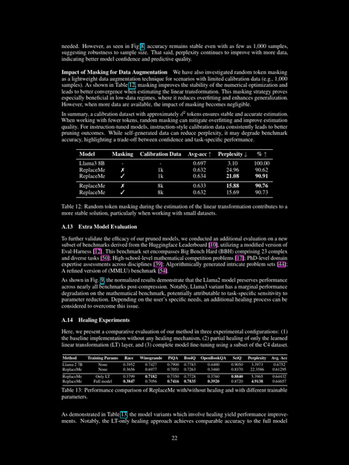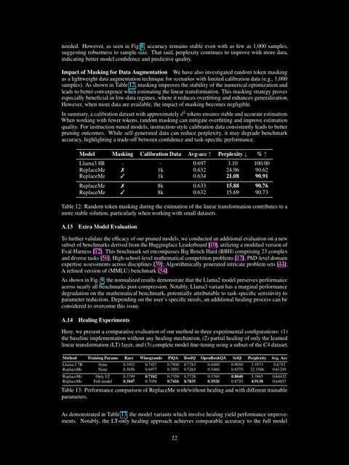ReplaceMe only LT: 0.3799 0.7182 0.7350 0.7728 0.3760 0.8840 5.3965 0.64432. ReplaceMe full model: 0.3847 0.7056 0.7416 0.7835 0.3920 0.872 4.9138 0.64657. Table 13. Performance comparison of ReplaceMe with and without healing and with different trainable parameters. As demonstrated in Table 13, the model variants which involve healing yield performance improvements. Notably, the LT-only healing approach achieves comparable accuracy to the full model.